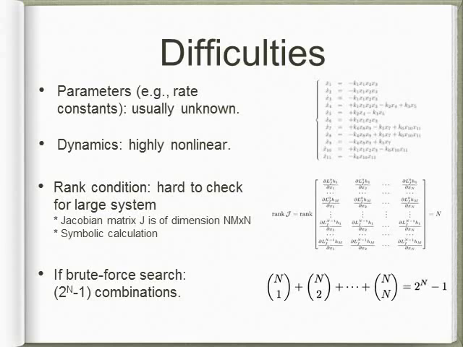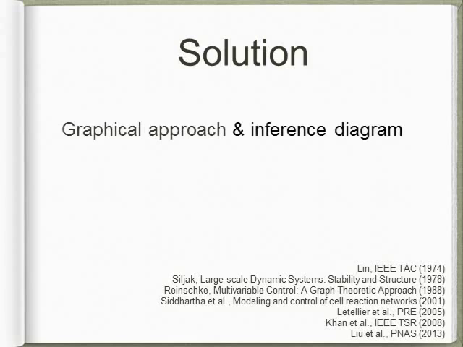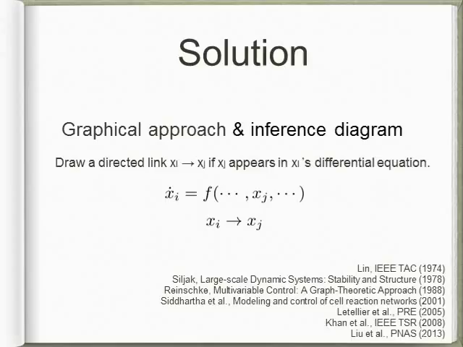Well, it turns out that the solution is very simple. It's even simpler than the linear controllability case. It's based on the so-called graphic approach and the inference diagram. And it has been reinvented many times. So the basic idea is that suppose you have an ordinary differential equation for one particular node, xi. If xj appears in the right-hand side, you just draw a link from xi to xj.